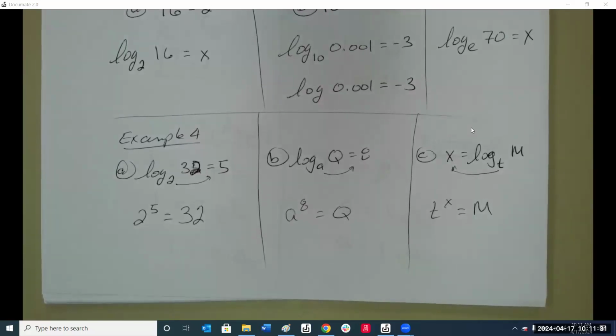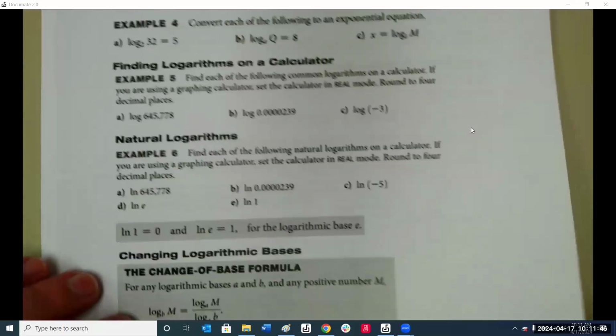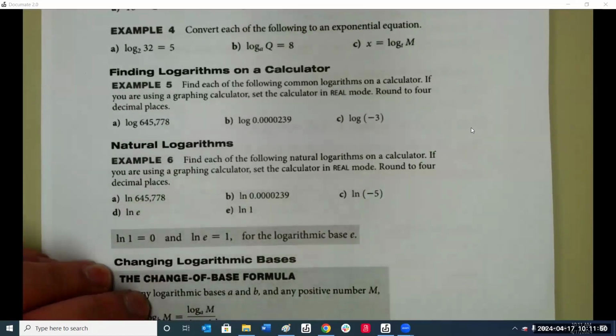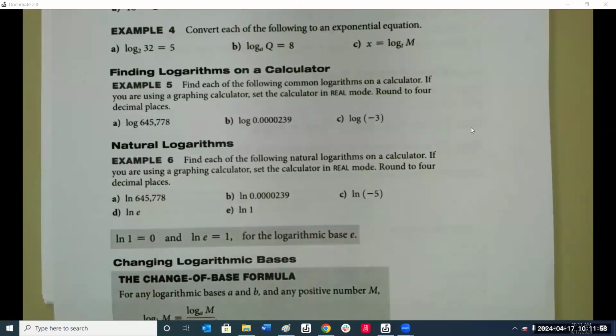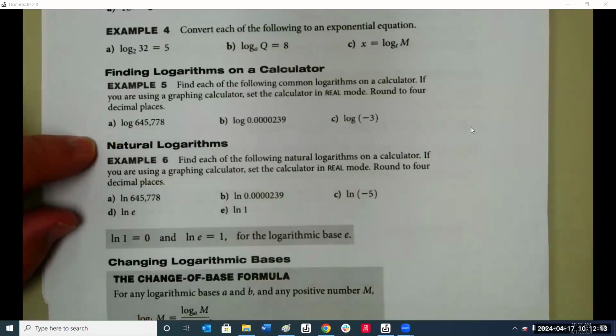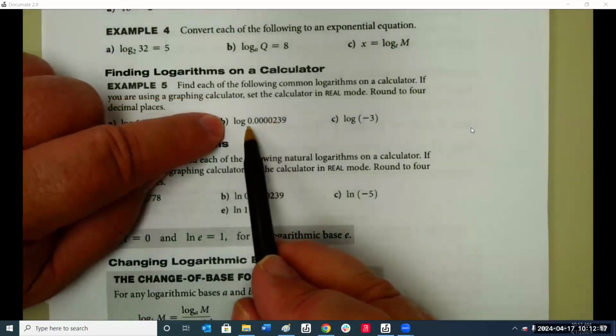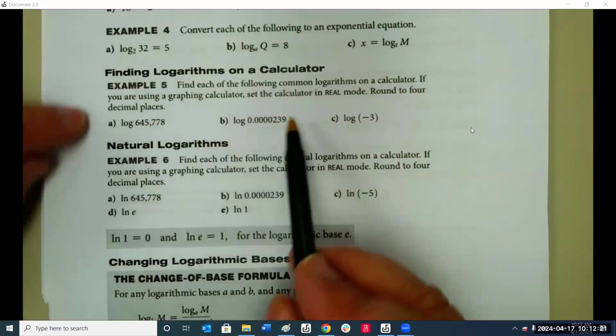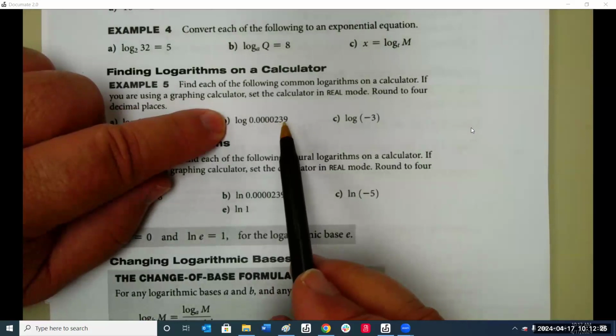Example 5 deals with a calculator, on how you'd put it in the calculator. If you did the first one, it's going to give you some number. It's 10 to the power, let's see, it's 100,000. Ten to the fifth, point something. So just type it in the calculator. Type in this number, hit log, and there you have it. This one's going to give you a negative answer. This will give you a pretty large positive. This will give you a pretty small negative.